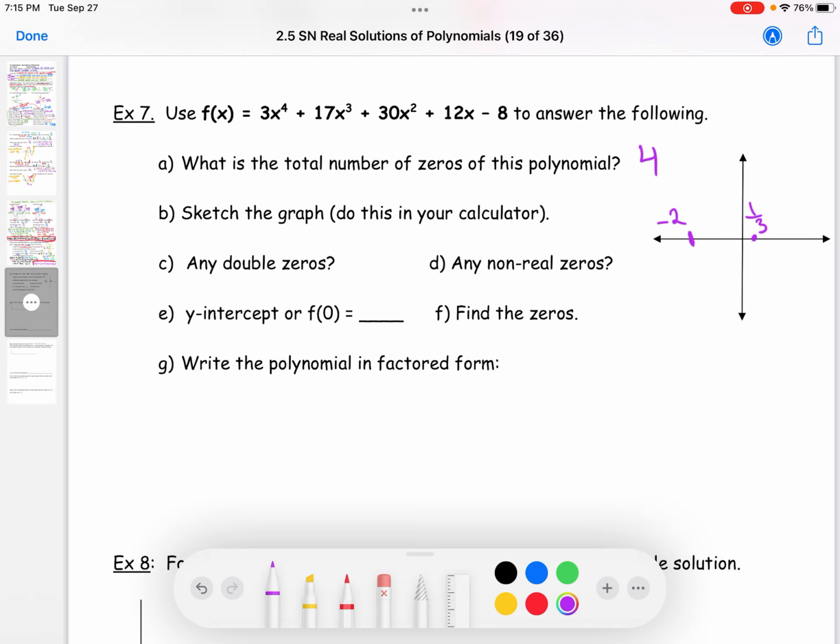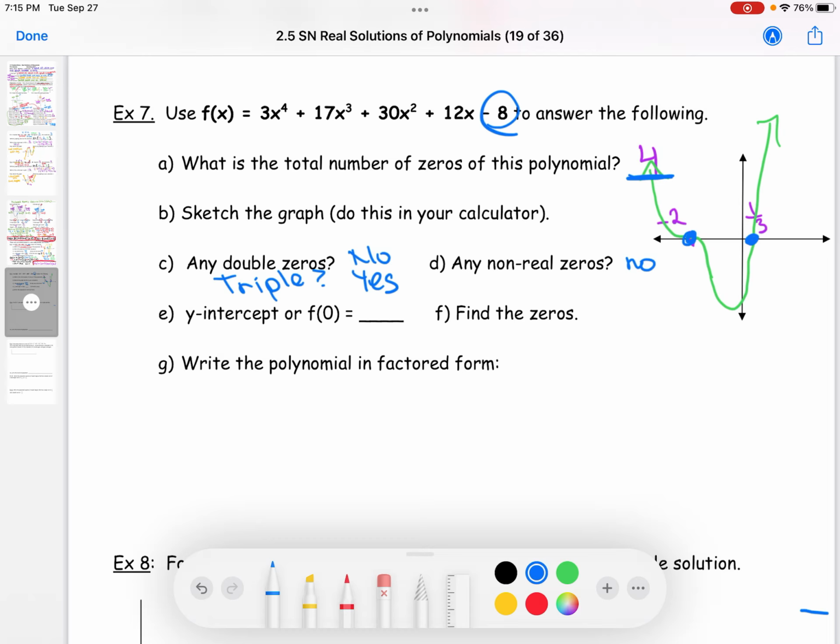Okay, that root at -2 was a triple. It came down, it zigzagged through, and went further down. And then it's going to come back up through that 1/3. And there is a rough sketch of the graph. Okay, there are no double zeros, but there is one triple zero. Any non-real zeros? No, because this triple zero counts as 3, and this single counts as 1, which adds up to that 4 that it's supposed to.